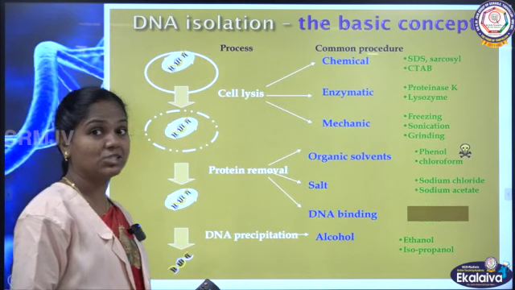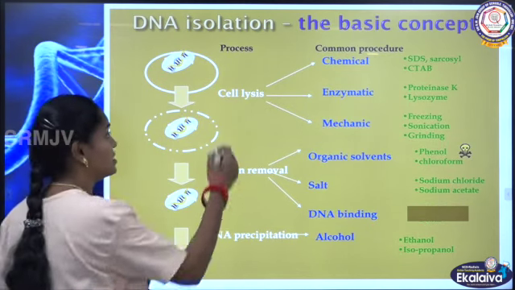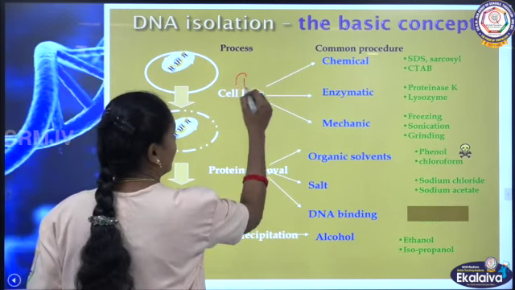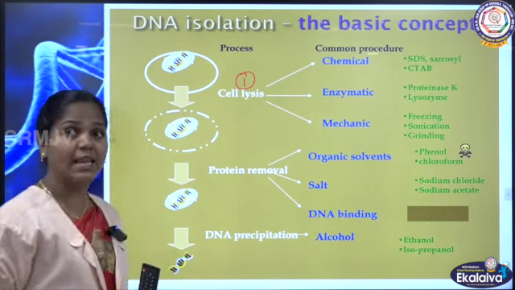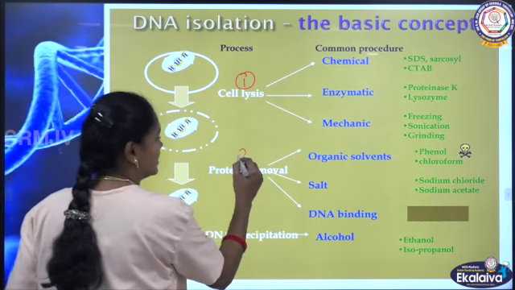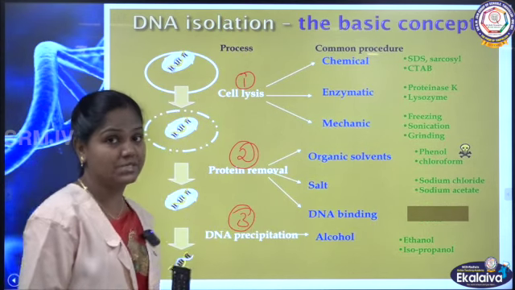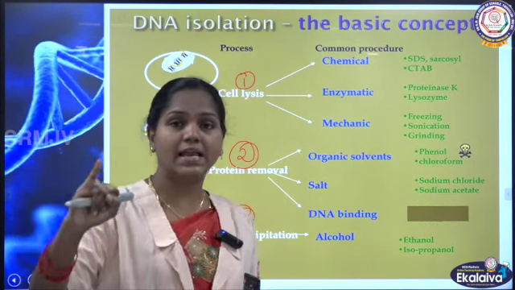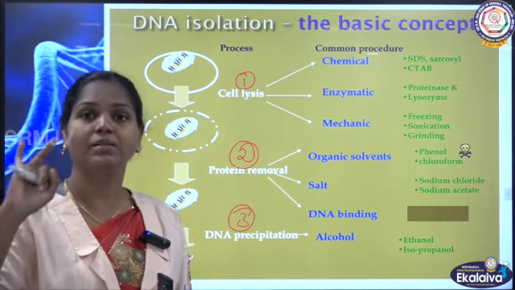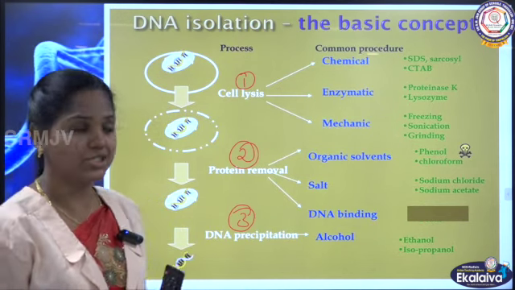Actually, this extraction process can be categorized into 3 steps. The first step is cell lysis, the second one is protein removal, and the third step is DNA precipitation. Cell lysis, protein removal, then DNA precipitation.